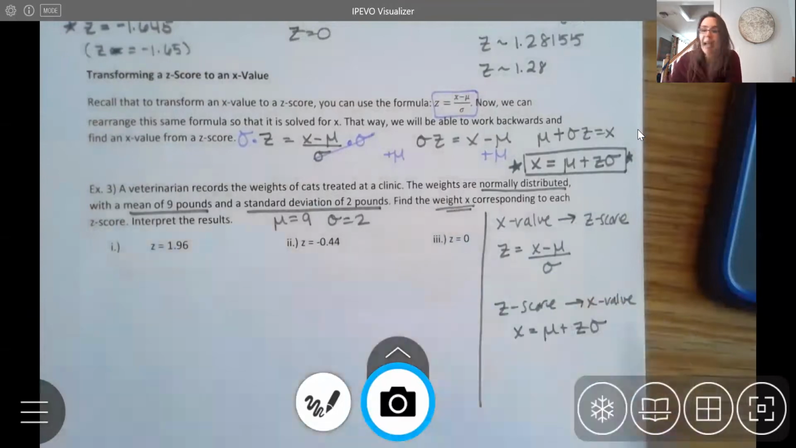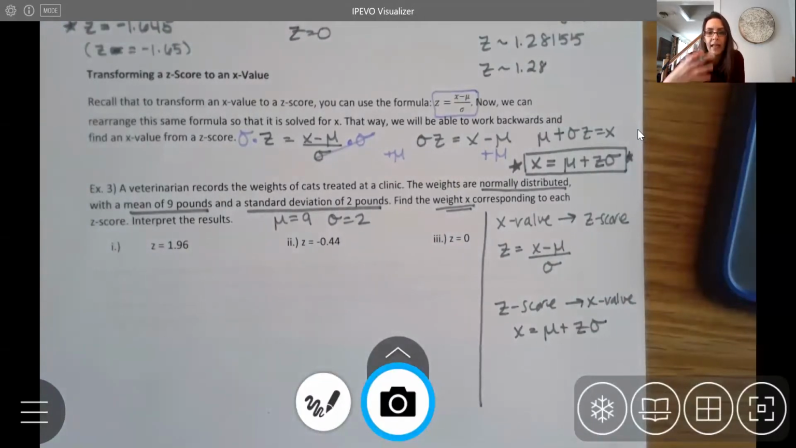So remember, your x values refer to the true units, whatever the information was about. So z-scores are always standardized. Mean is always 0. Standard deviation is always 1. They don't really have units. So your x values are the raw data. So if we're studying weights here, the x values are the actual weights instead.